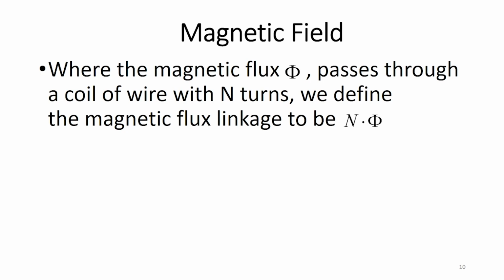Where the magnetic flux phi passes through a coil of wire with N turns, we define the magnetic flux linkage to be N times phi.